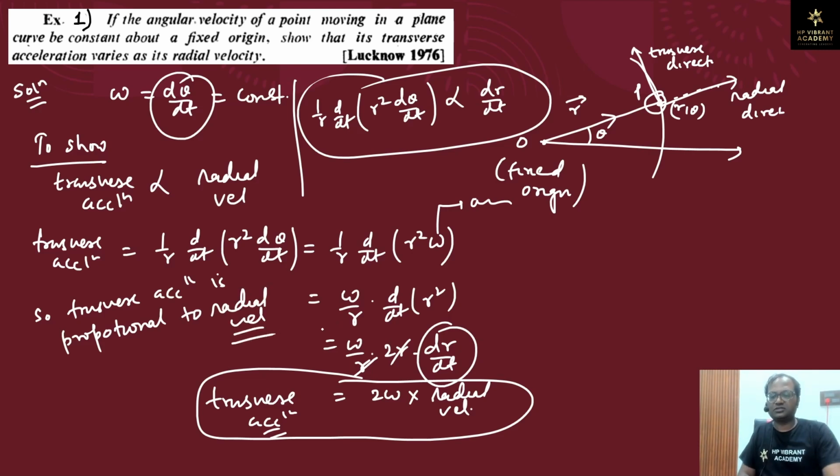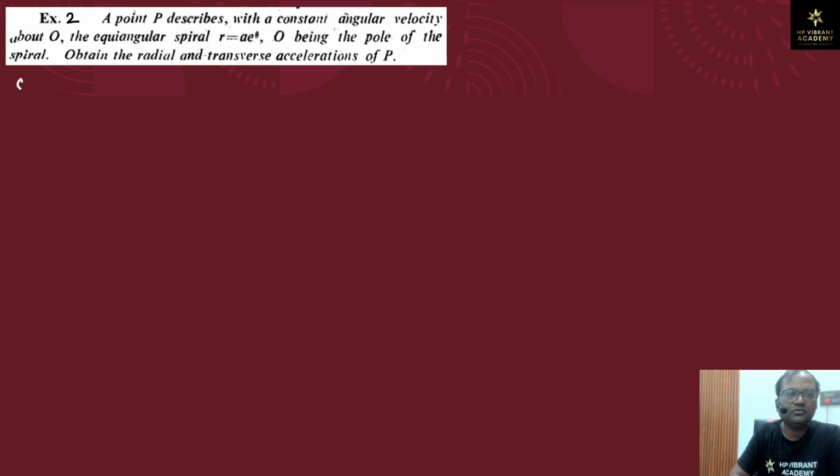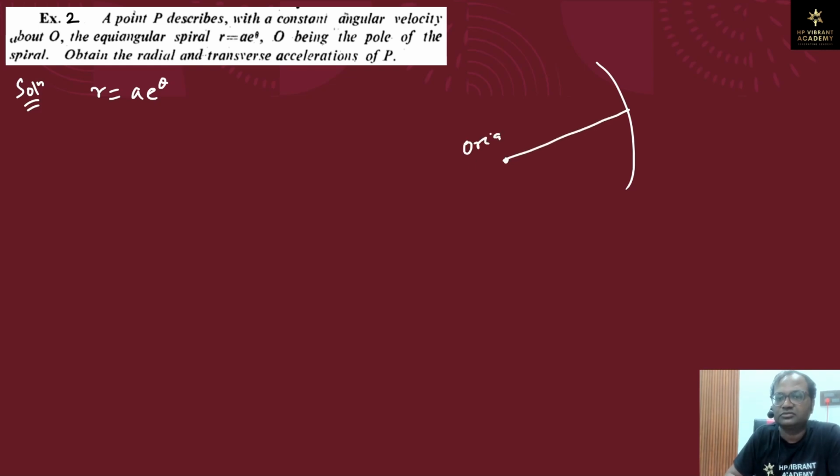So let us discuss question number 2. What is given in the question is that a point P describes, with an angular velocity about O, the equiangular spiral r equal to a e to the power theta, O being the pole of the spiral. This is our O, the origin, the pole of the spiral, and this is the distance of the point P from the origin, and this is our initial line.